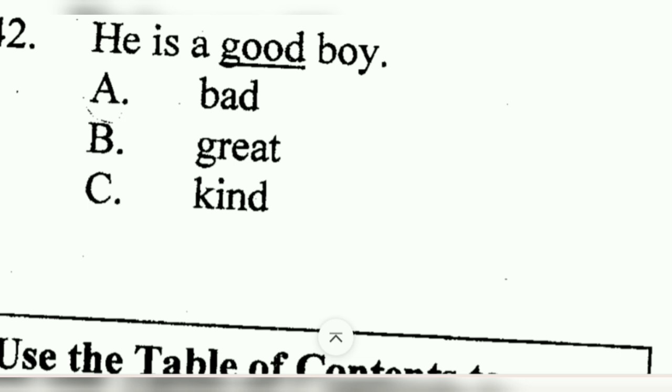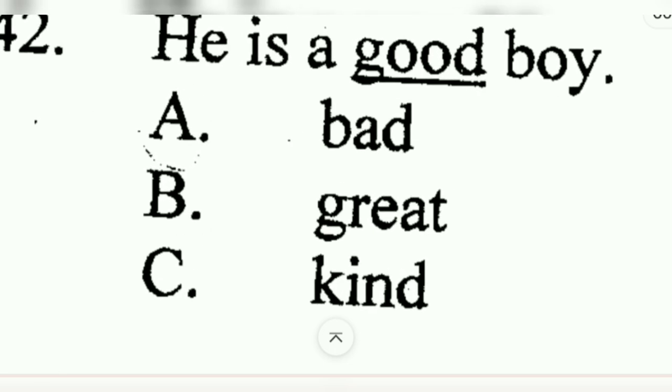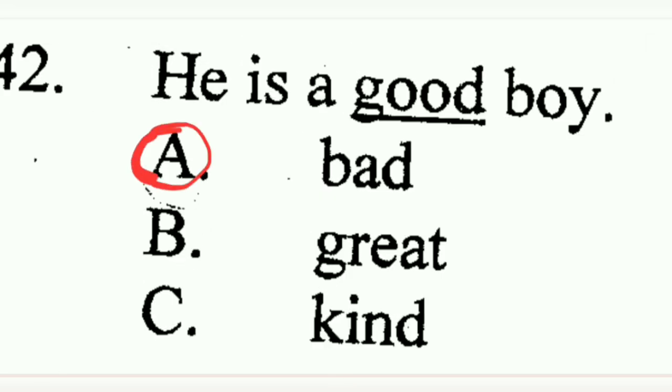He is a good boy. So if it's not good, then it is what? Bad. I hope none of you watching is any bad boy, though. Just the sentence. No bad boys watching. Good job. Moving on to instructions for 43 to 47.